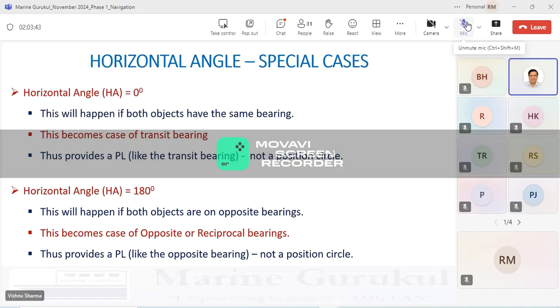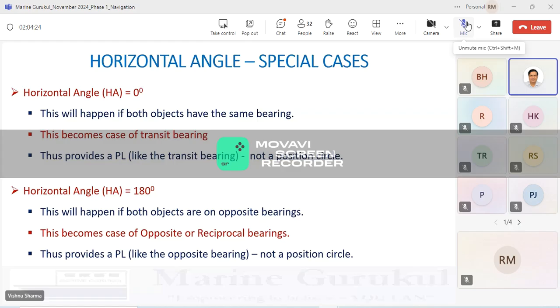So now I have covered the full span of horizontal angles from 0 to 180. If it is 0, then it's a PL. If it's less than 90, then we draw 90 minus horizontal angle on the side of the ship and draw the PC. If it is equal to 90, then the baseline is the diameter, and we draw the circle on the side of the ship. If it is greater than 90, 90 minus horizontal angle is drawn on the opposite side and we draw the PC. And if it is equal to 180, then it's a case of reciprocal bearings. We do not get a PC, we get a position line.